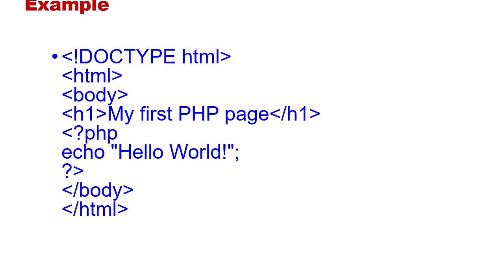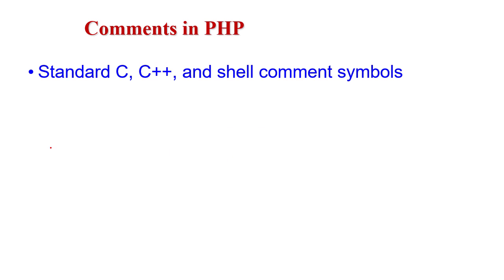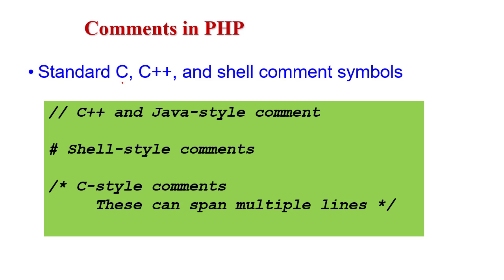Now let us see a sample hello world example. It starts with an HTML tag, and after the HTML tag I have embedded a PHP script tag, and within that I am using the echo command to display hello world in the web browser. Now let us understand how comments are given in PHP. The notations used are very similar to C, C++ and shell comment symbols. For a one line comment you can use the double slash.